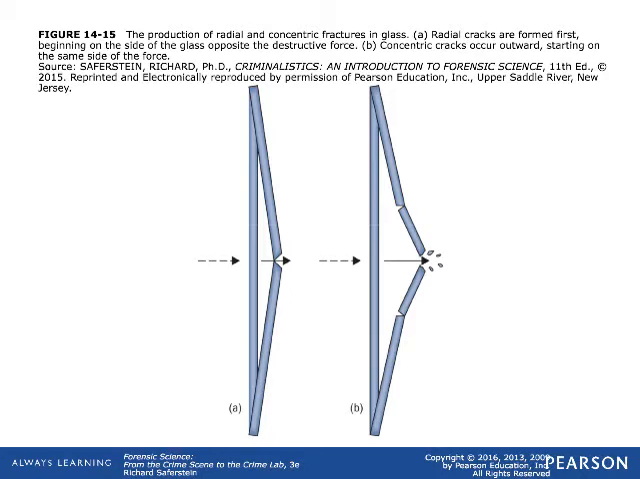So this shows glass and something hitting it, say a bullet. At first, the radial cracks are formed. The cracks are going to form on the side opposite where it's being hit. So it's going to get hit on one side and the cracks will form on the opposite side. Concentric cracks occur outward. So you'll get circles and they're going to go out from the hole, and they start at the same side as the force. The radial cracks are going to start on the opposite side, but concentric cracks will start on the same side as the force.